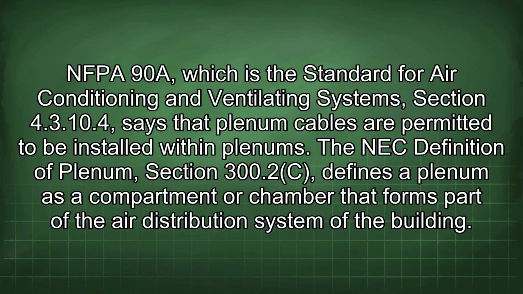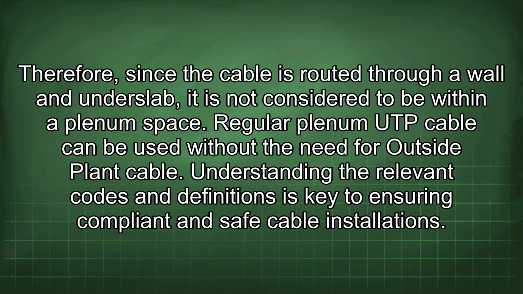The NEC definition of plenum, Section 300.2c, defines a plenum as a compartment or chamber that forms part of the air distribution system of the building. Therefore, since the cable is routed through a wall and under slab, it is not considered to be within a plenum space. Regular Plenum UTP cable can be used without the need for outside plant cable. Understanding the relevant codes and definitions is key to ensuring compliant and safe cable installations.